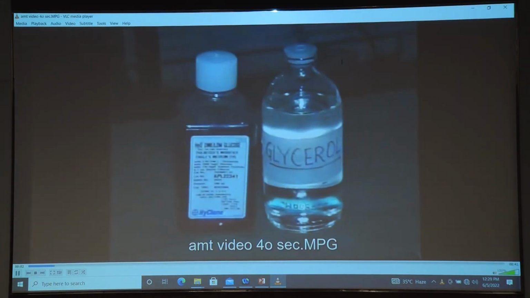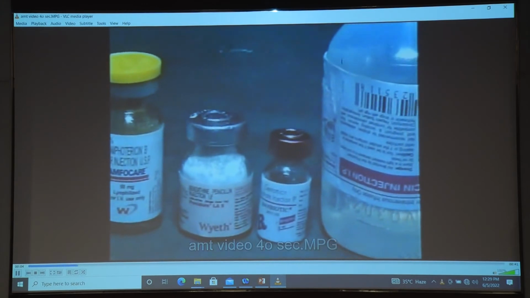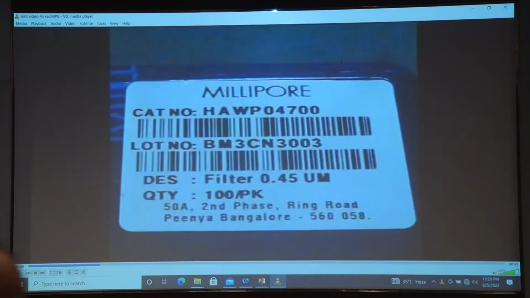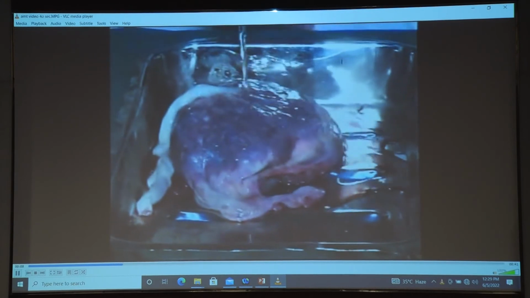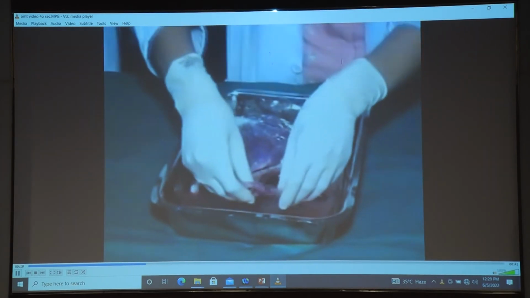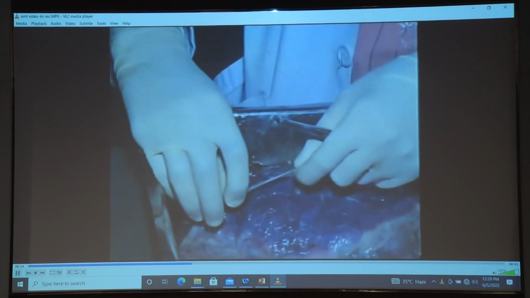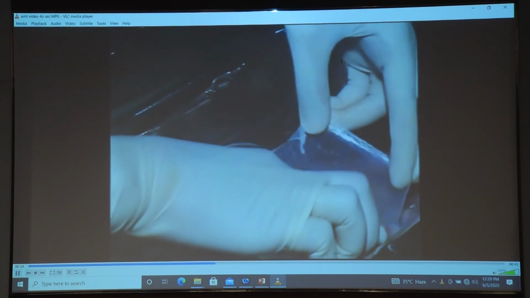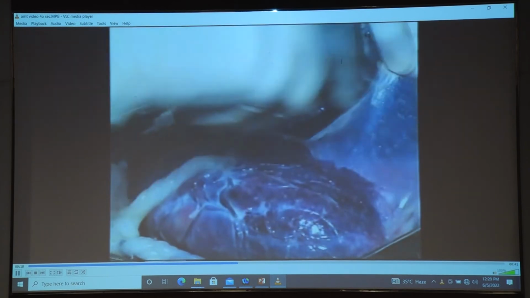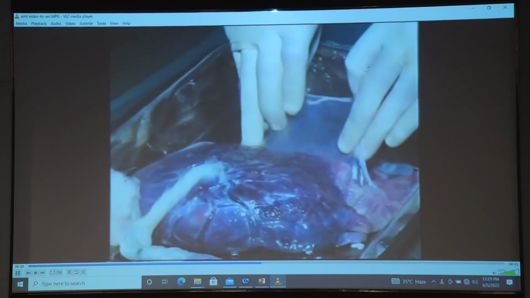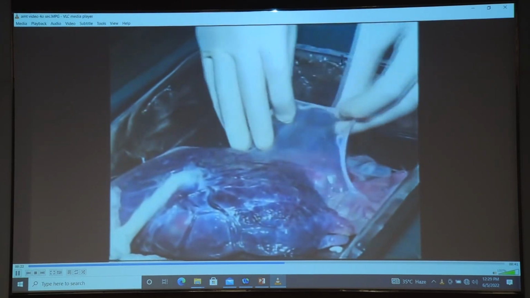Sorry for the delay. So basically, there is a modified Dulbecco medium that is used. Then we have this millipore filter. Then after taking the placenta from a normal cesarean section, which is very important, all the clots are removed. Then you can see the placental membranes being separated, and this tray contains the Dulbecco medium.